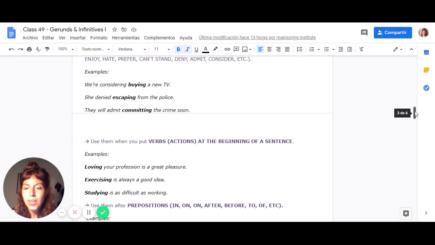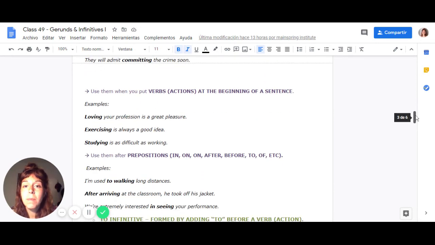Let's continue. Another rule to remember when to use gerunds is that you have to use gerunds when you put verbs at the beginning of a sentence. Let's see some examples. Loving your profession is a great pleasure. Check that I didn't use the verb love, okay? In the infinitive, I used the gerund, loving.